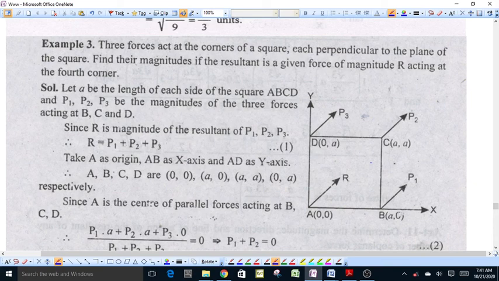Now see this example. Three forces act at the corner of a square, each perpendicular to the plane of the square. Find the resultant if the resultant is a given force of magnitude R acting at the fourth corner.